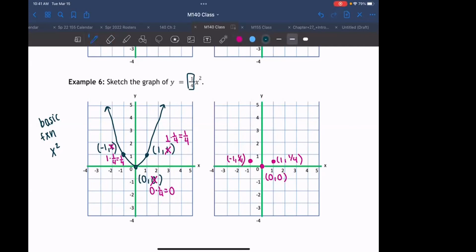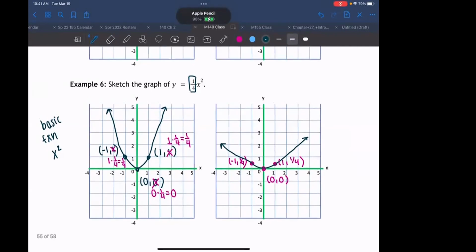Okay. And finally, we can connect the dots, right? So our parabola still looks like a U, but it's kind of stretched out, right? It doesn't hit the 1, 1 mark. It's a little bit lower. And the graph is now kind of compressed compared to what it used to be, right? It's kind of smushed down. Okay. So, any questions on our graphs here?